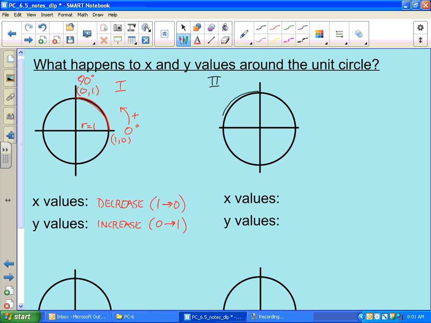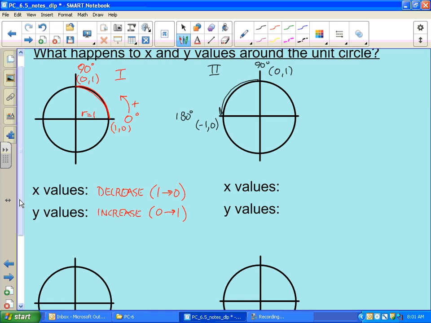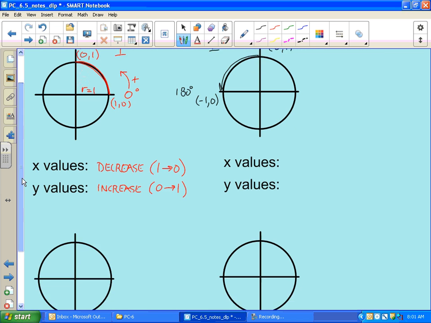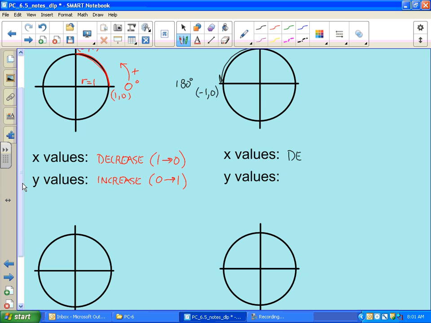So now we're going this way, from 90 degrees, which again is 0, 1, to 180 degrees, which is negative 1, 0 for a unit circle. We can see x's are getting smaller still. They're going from 0 to negative 1, and y's are getting smaller as well, from 1 to 0. So x values continue to decrease in quadrant 2, 0 to negative 1, and so do y values, this time from 1 to 0.